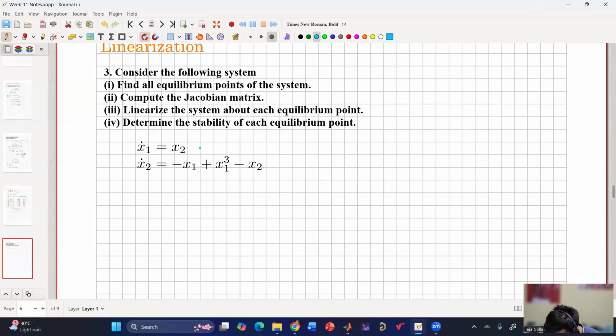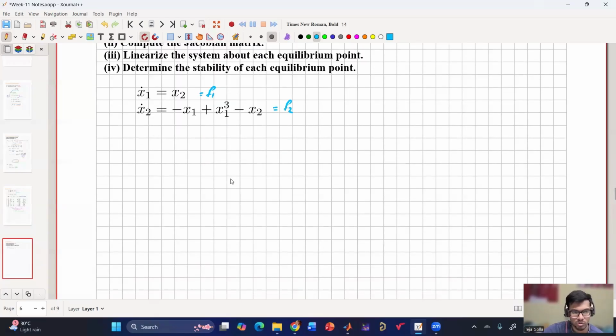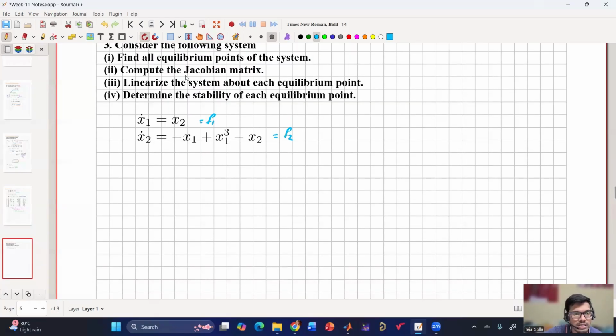As I have discussed, this will be my f1, which is a function of x1, x2, as well as u. And this is f2, which is a function of x1, x2, as well as u. In this case, there is no input, so input is zero and my B matrix is zero. But if there is an input, then I'll get a B matrix as well. So the first point is to calculate the equilibrium points.